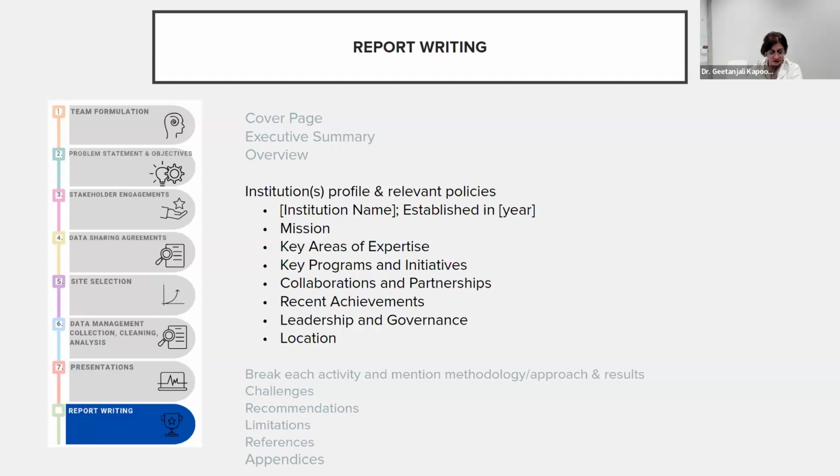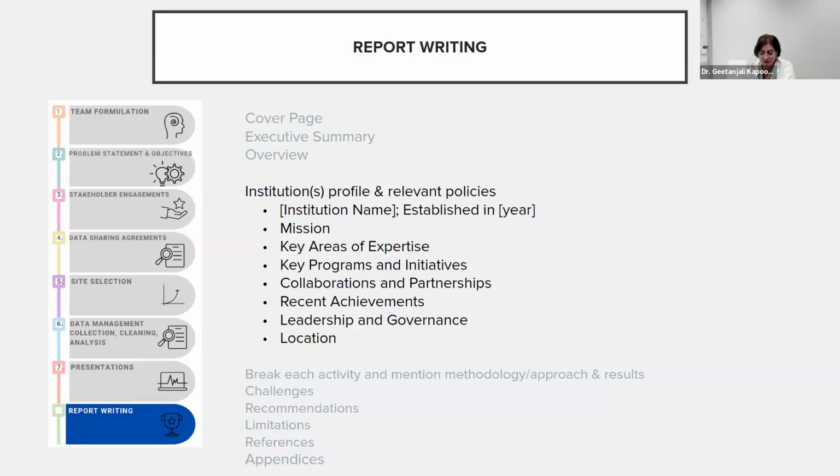What about the leadership and governance? You can talk, very briefly, about who's the president, who's the lead researcher of that program, and what the governance structure is like. Maybe, if it's appropriate, you can mention the board of trustees, advisors, and experts who are there in this particular project team. So talk about all that in your institutional profile. Also the location: where is your site, surveillance site or institution located? So we have covered four of them.